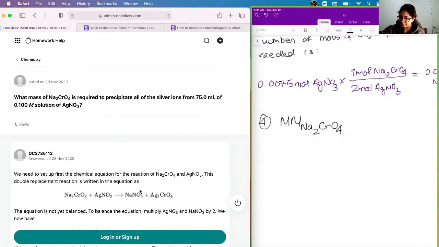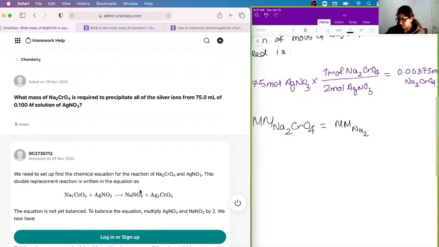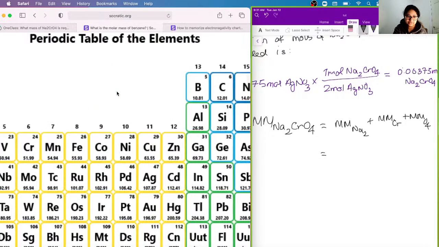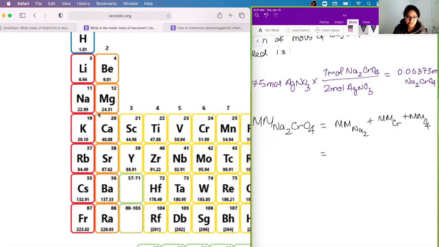Let's break this into the individual parts. We have the molar mass of 2 sodium atoms, the molar mass of chromium, and the molar mass of 4 oxygen atoms. The molar mass of sodium is 22.99, and you have to multiply this by 2, 22.99 grams per mole.